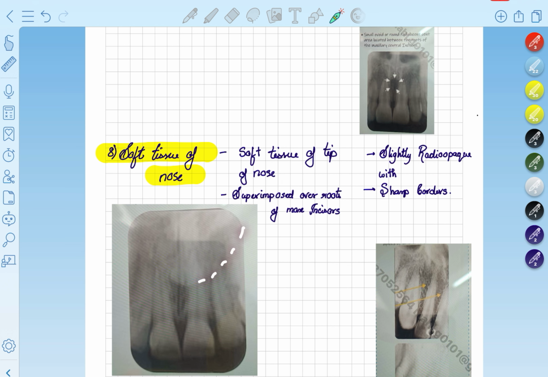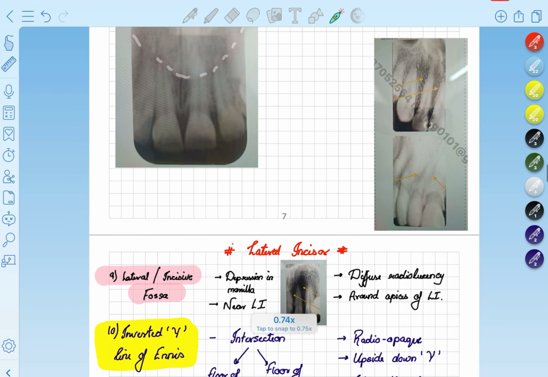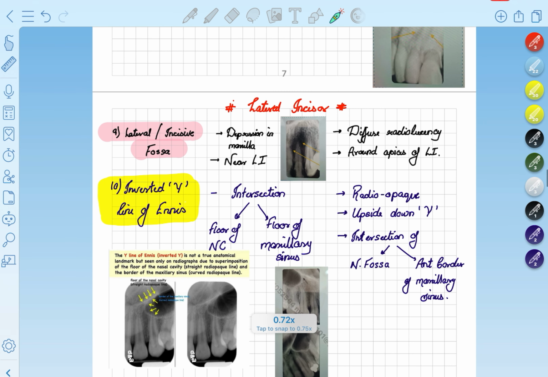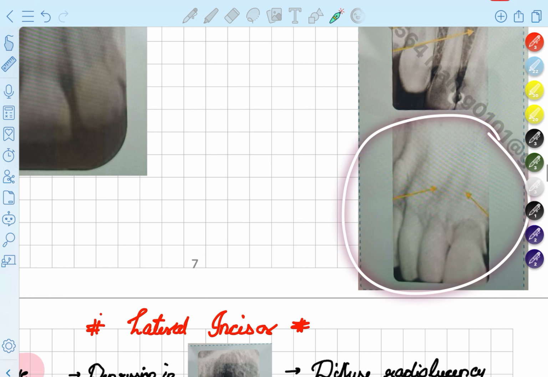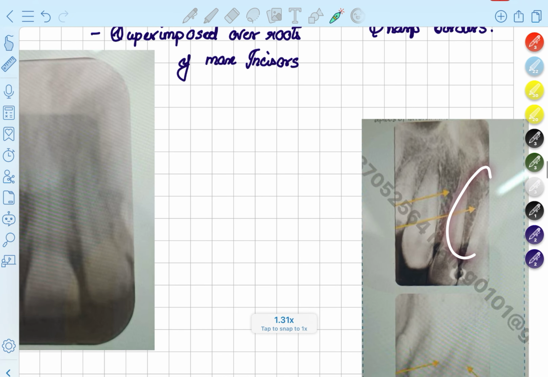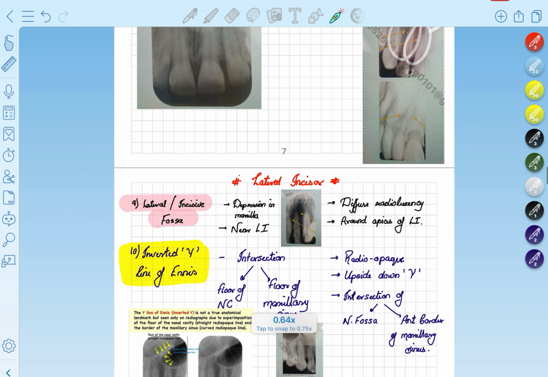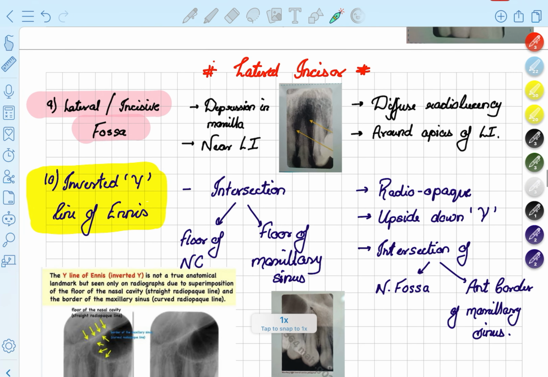You can clearly see the soft tissue of nose. The next part is the lateral or incisive fossa, as we can see in this picture. This is our central incisor, lateral incisor. Here we can see the depression, which is nothing but the lateral or nasal incisive fossa. It is a depression in maxilla.